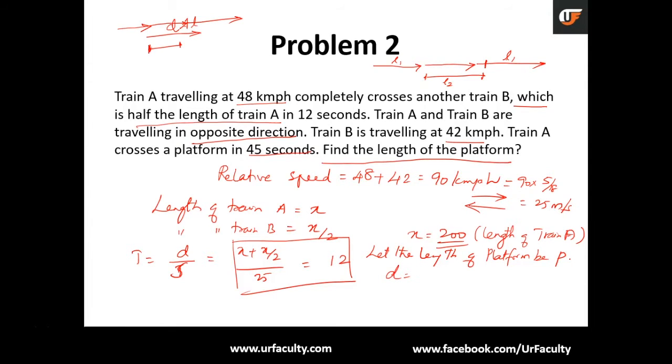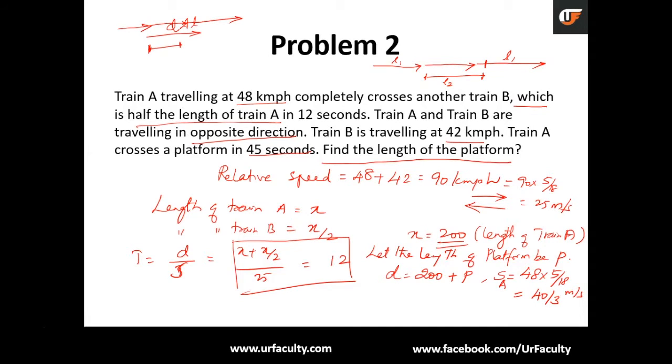Distance is equal to 200, which is the length of the train, plus the length of the platform. And what is the speed of train A? For your understanding, speed of train A is equal to 48 into 5 by 18. I'm converting it into meters per second because this is in meters. And this is equal to 40 by 3 meters per second. I am not solving this. Please remember, don't try to reduce the fractions to a decimal. Let's take it to the end of the problem.